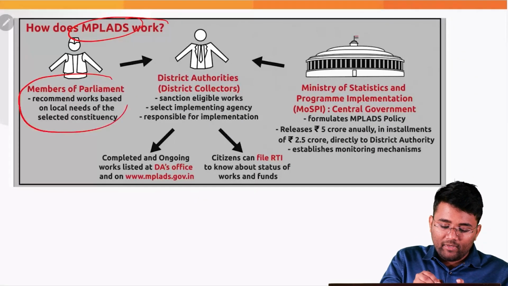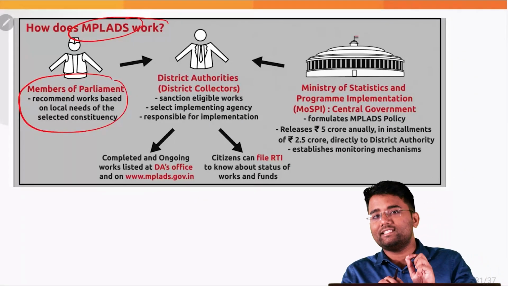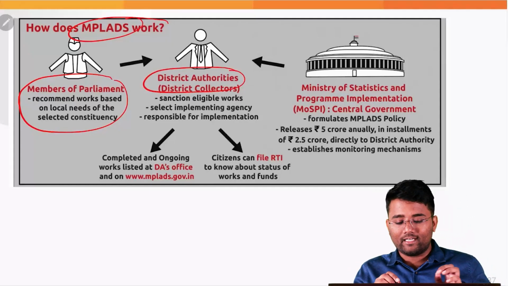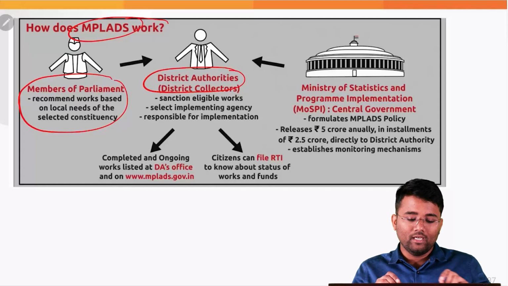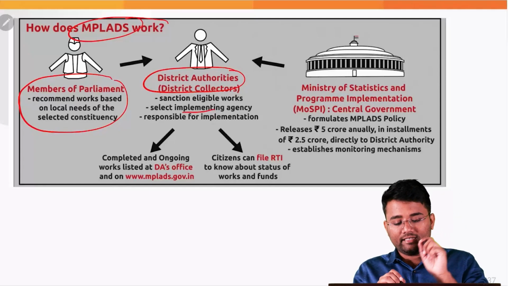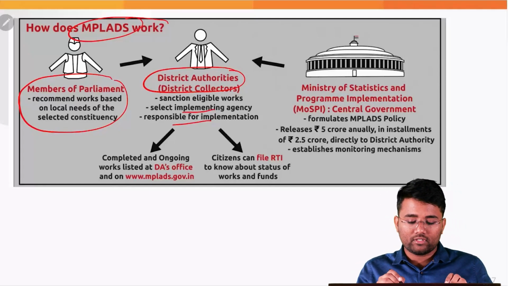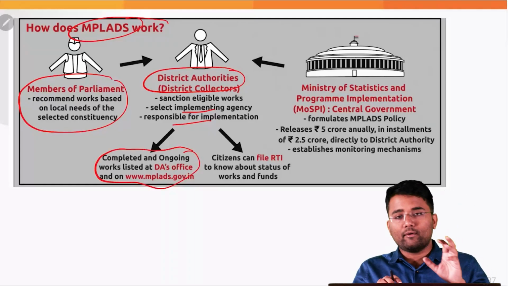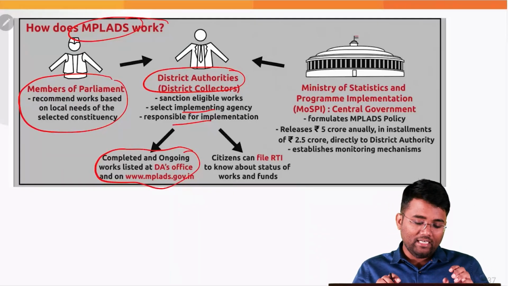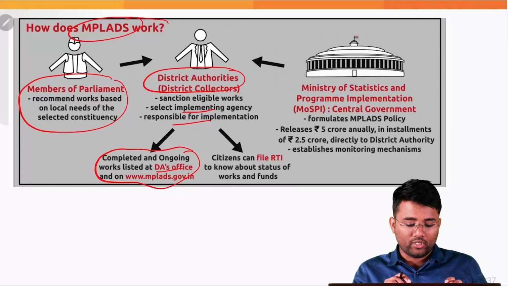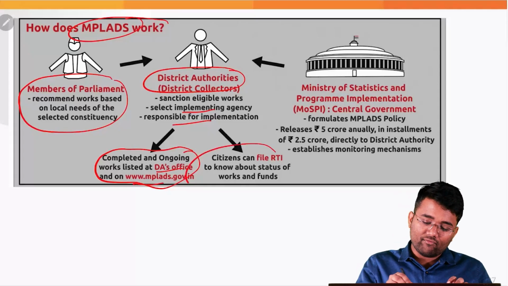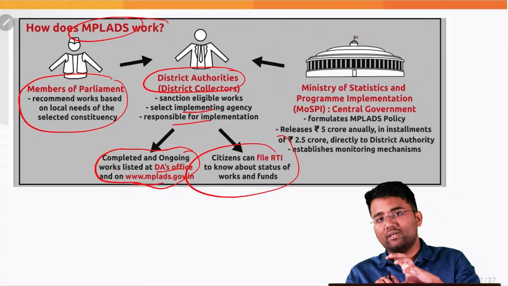The Member of Parliament will recommend work based on the local needs in his or her constituency. Then the district authority under the district collector will sanction the eligible works. They will select the implementing agency, which is responsible for the implementation. Then all the details with regard to the completed and the ongoing works are listed under the district authority's office and on mplads.gov.in. Citizens can file an RTI to know about the status of works and the funds.